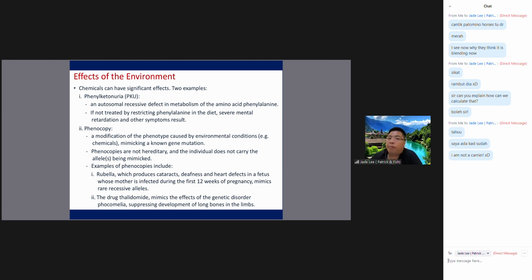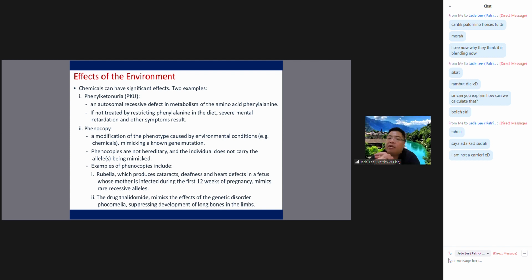Another one is a phenocopy, where modifications of the phenotype caused by environmental conditions such as chemicals mimic a genetic mutation. So phenocopies are not inheritable, and the individual does not carry the allele being mimicked. So an example of a phenocopy includes rubella, okay, penyakit rubella, which produces cataracts, deafness, and heart defects in a fetus whose mother is affected during the first 12 weeks of pregnancy, mimicking the rare recessive allele.